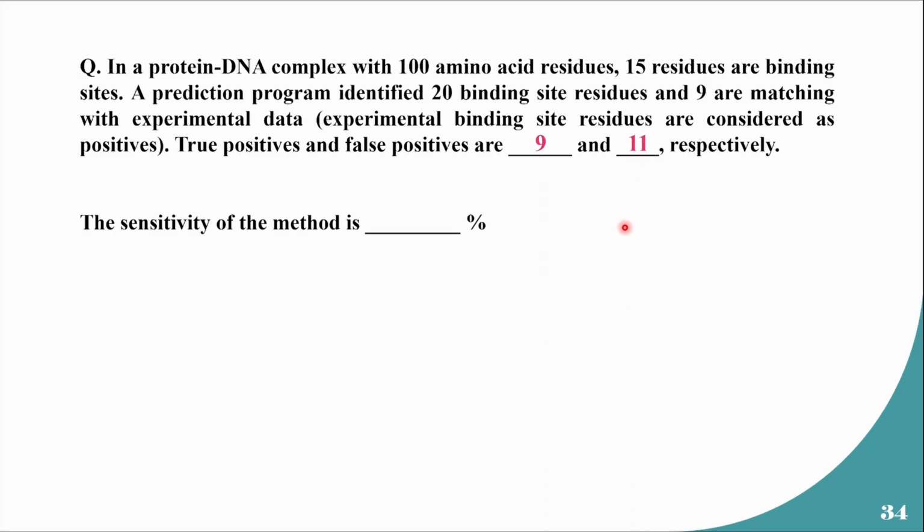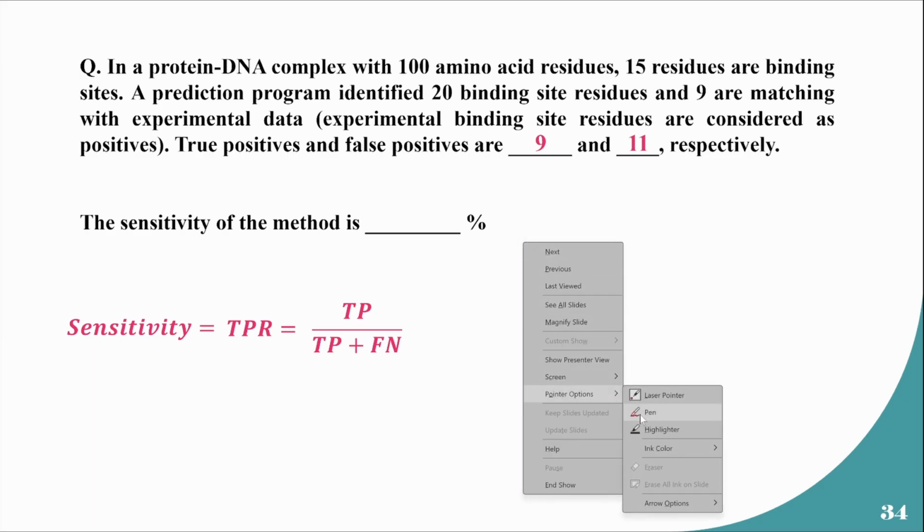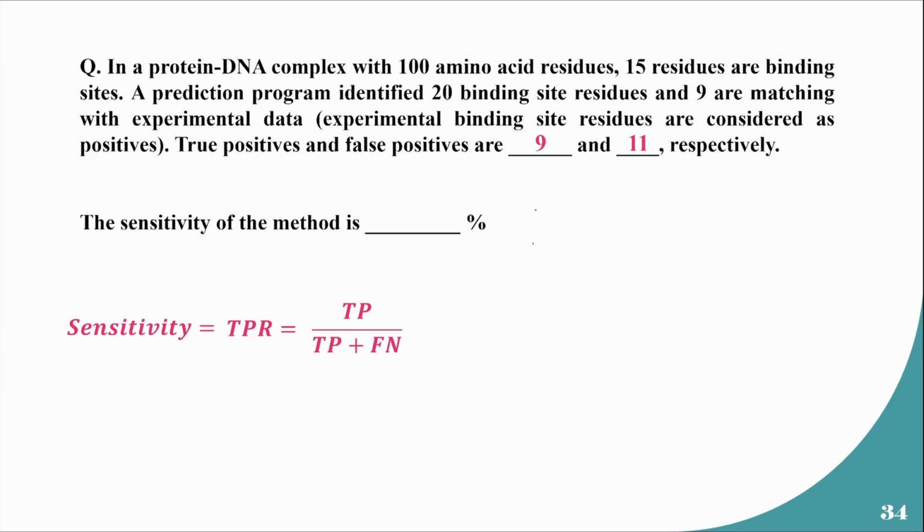So what could the sensitivity of the method be? We know that it is true positive divided by true positive plus false negative. Now here we are not talking about the false positives which was asked in the question, but we are trying to calculate the false negative here. False negative means the model is predicting the data as negative. However, they were actually in the experimental set of data, so they were actually positive, right?